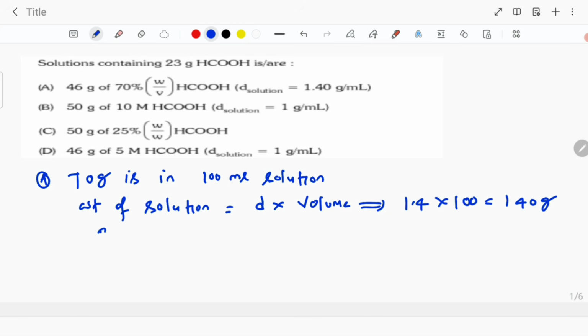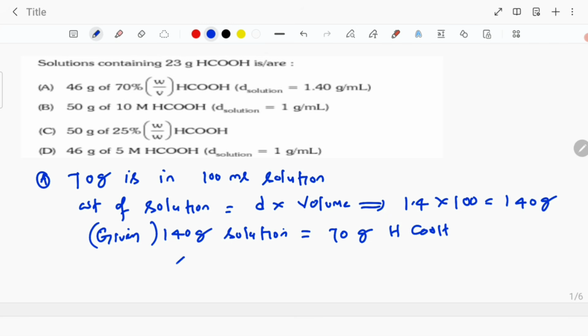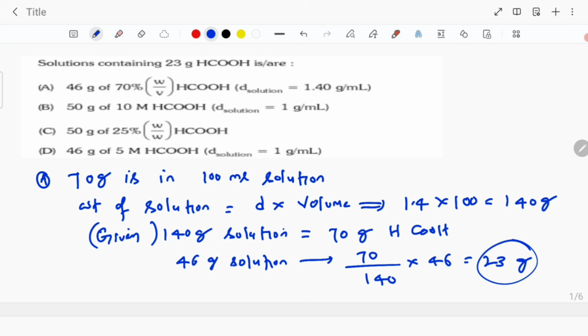140 gram. So according to the given question, 140 gram solution contains 70 grams HCOOH. It is given in the question as information. But if it is 46 grams of solution, what do we do? 70 by 140 into 46, which is equal to 23 grams of HCOOH. So the first solution contains 23 grams of HCOOH.